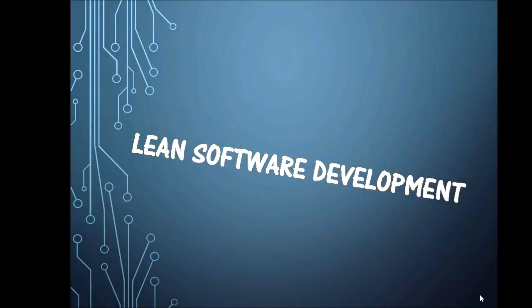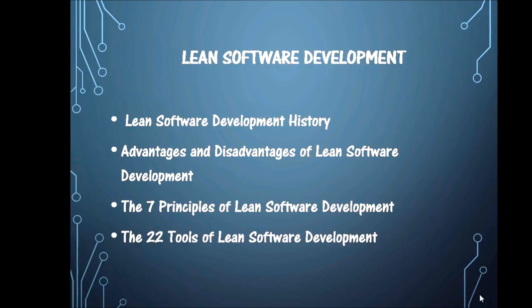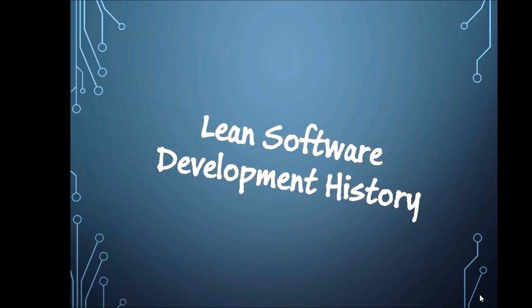Okay, here's the topic which I'm going to talk about: Lean software development. I'm going to talk about Lean software development's history, advantages and disadvantages, the 7 principles of Lean software development, and the tools of Lean software development, which has 22 tools. First of all, I would like to talk about Lean software development's history.